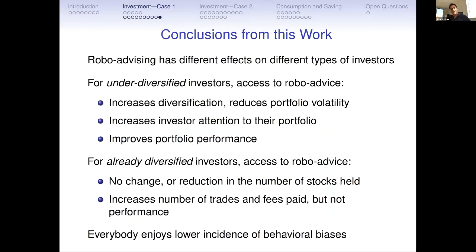So from this work, the main conclusion is that these robo-advisors had a very different effect on the types of investors. For those investors that were really under-diversified, access to robo-advice increased diversification, increased investor attention to their portfolio, and also increased their performance. On the other hand, for those investors that were already diversified, access to robo-advice had no change or a reduction in the stocks held, and an increase in the number of trades and the fees paid, but not really in the performance.